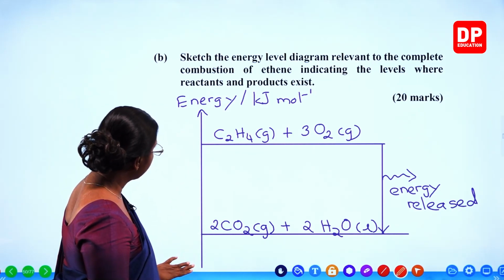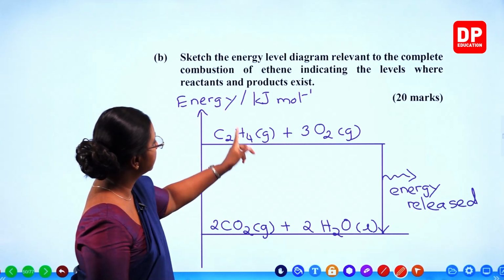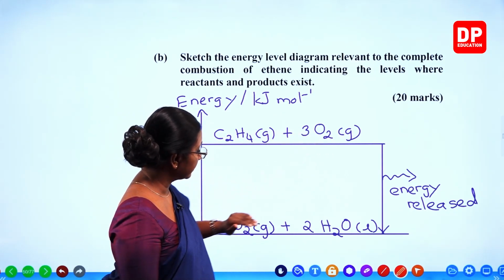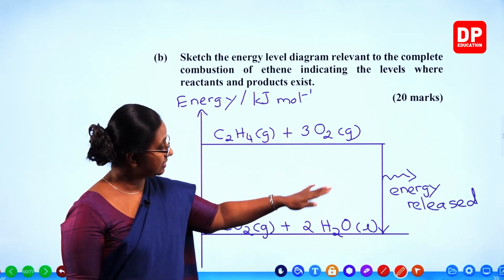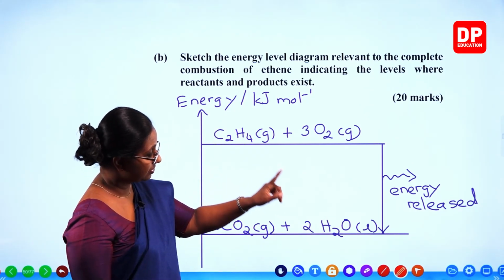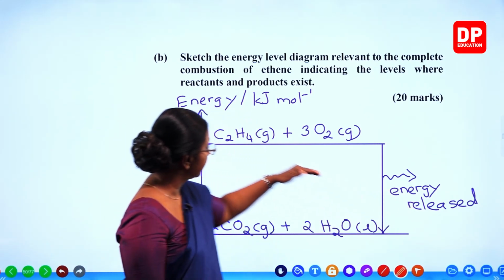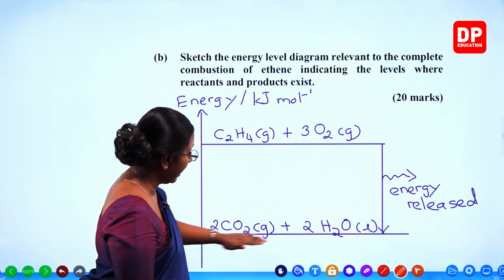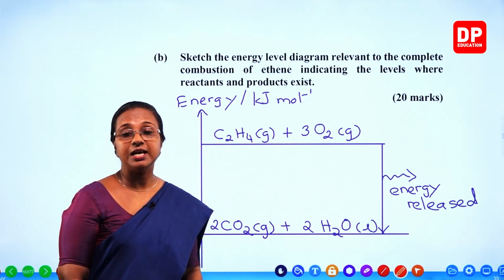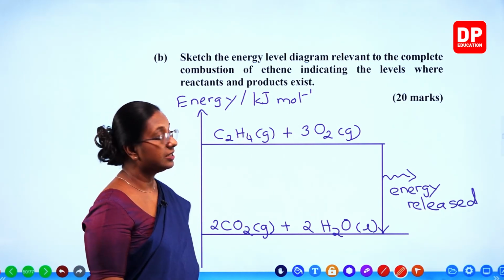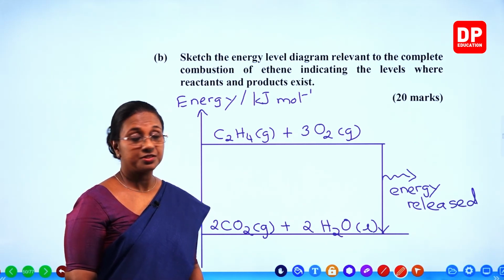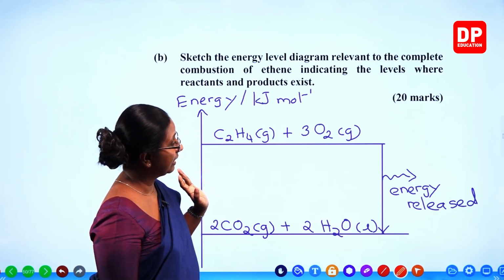You have to draw the axis. You have to label it as energy, the unit kilojoules per mole. You have to write the reactants, the products. Since it's an exothermic reaction, heat is being released, so energy release. Reactants have high energy, the higher energy level, and products are at the lower energy level. And you need to write the physical states as well. Is that okay, student? So then you get the complete marks.